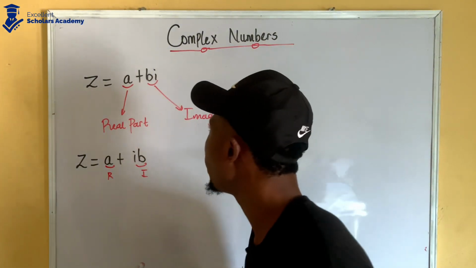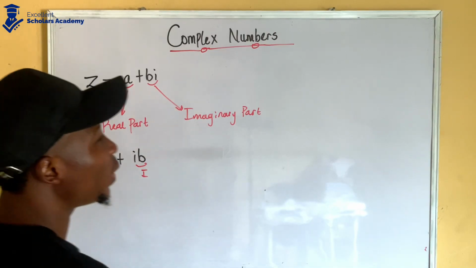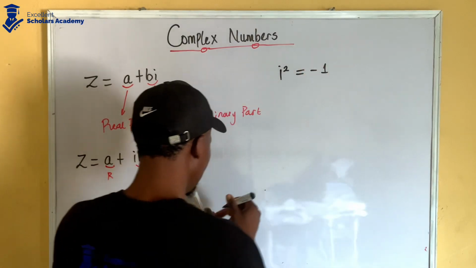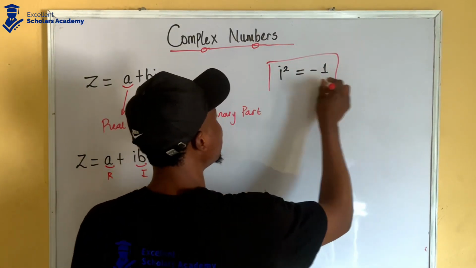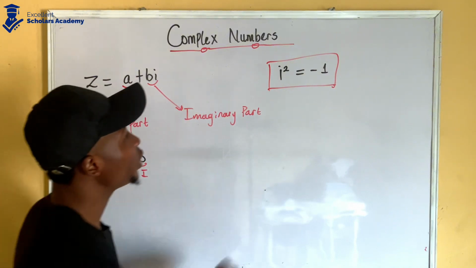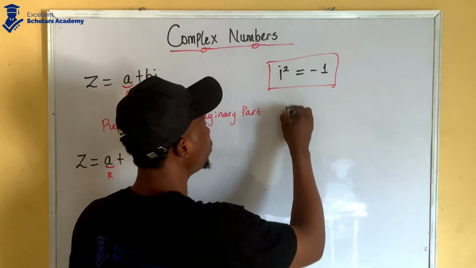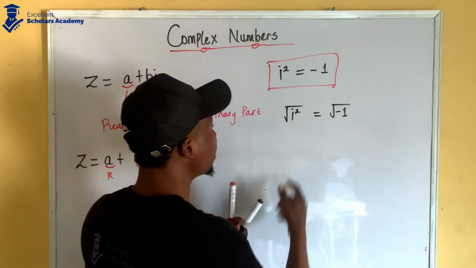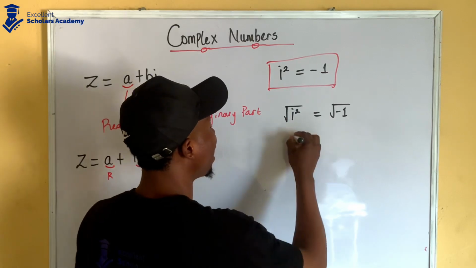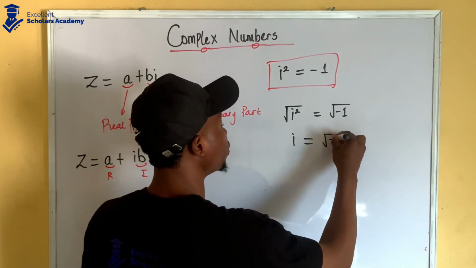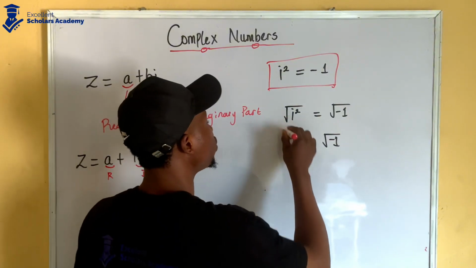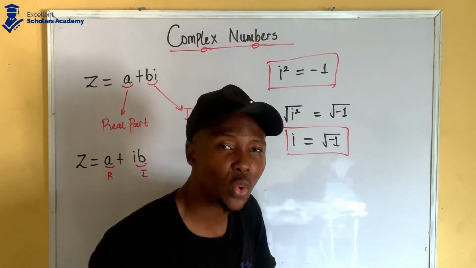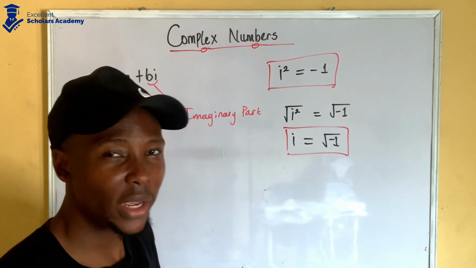Alright? So now, another thing I want you to know about complex numbers is that I squared is equal to minus 1. Please take note of this. Very important. I squared is equal to minus 1. Now, if we take the square root of both sides, we take the square root of I squared and also the square root of minus 1. You notice that the square cancels the square root. So I is going to be equal to the square root of minus 1. So I squared is equal to minus 1 and I is equal to the square root of minus 1. Please take note of that.